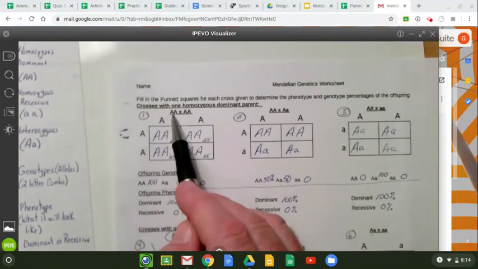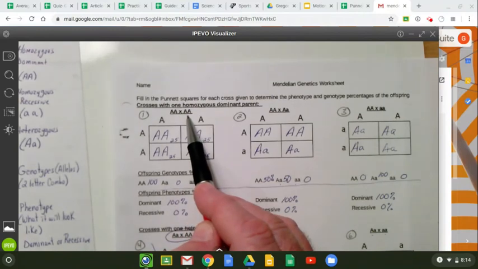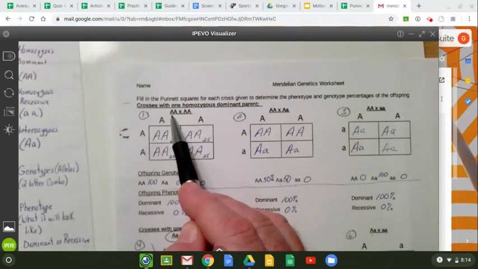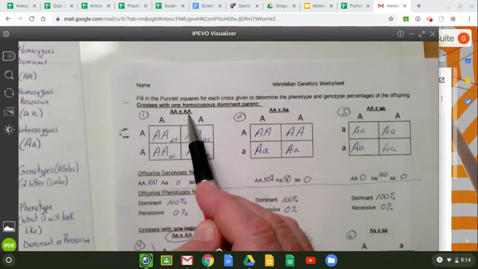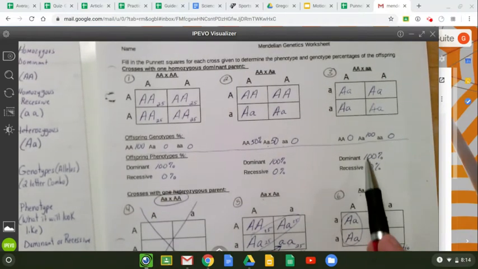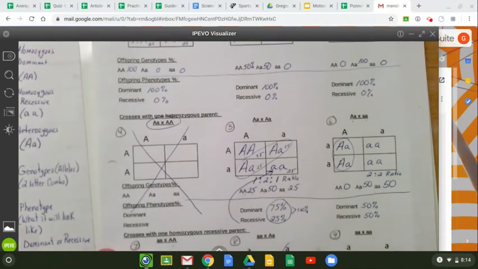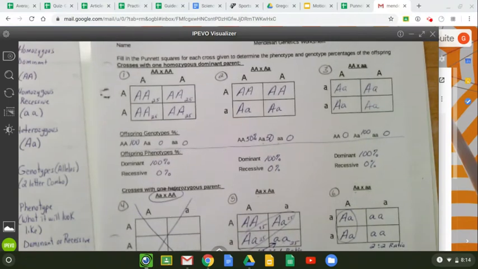So capital A times capital A, capital A. So a homozygous dominant and a homozygous dominant parent. So this would be one answer to it. All right. So if you refer to the percentages, you'll be able to answer these questions.